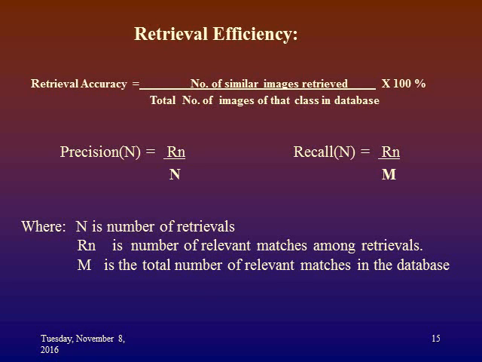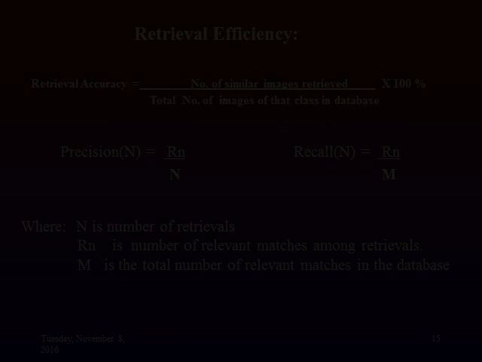So retrieval efficiency. How can the retrieval efficiency be found? Retrieval efficiency is the number of similar images retrieved divided by the total number of images of that class in the database. Generally accuracy means 100%. So precision is Rn by n and recall is Rn by m, where n is the number of retrievals, Rn is the number of relevant matches among retrievals, and m is the total number of relevant matches in the database.